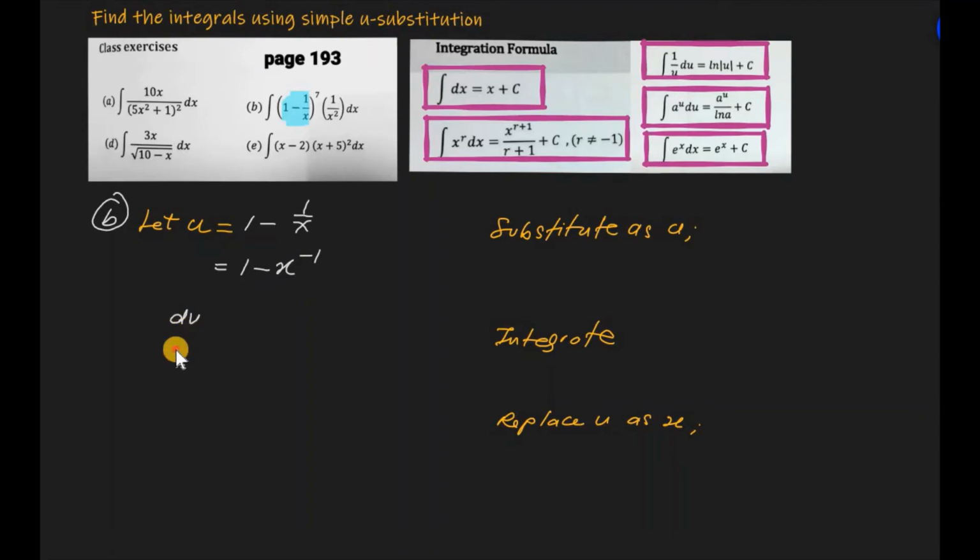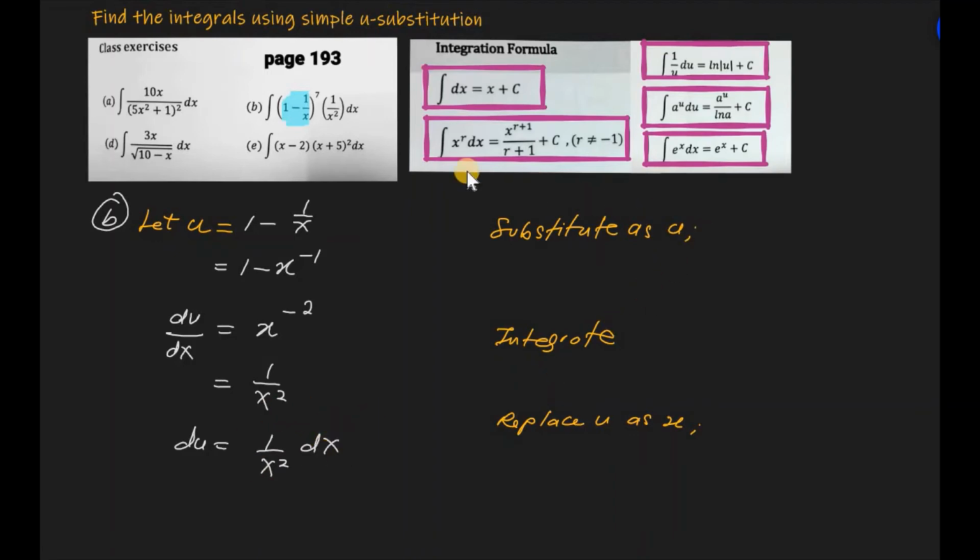So next we differentiate. The derivative of 1 is a constant. The derivative of this is negative 1 times 1, which is 1, x power negative 2. So this is 1 on x power 2. Alright, and we are to substitute. We notice that we need to substitute this 1 on x squared dx in terms of u. As you substitute, make sure that you substitute everything as your u.